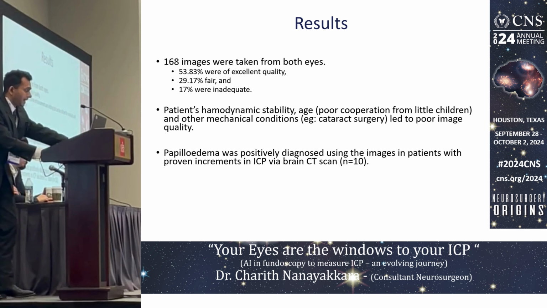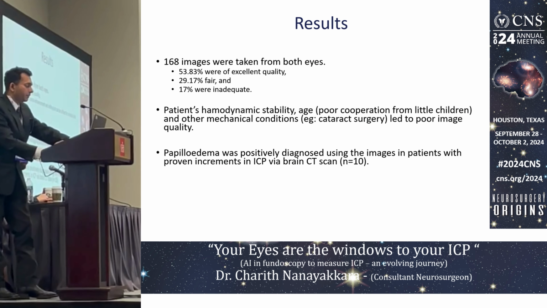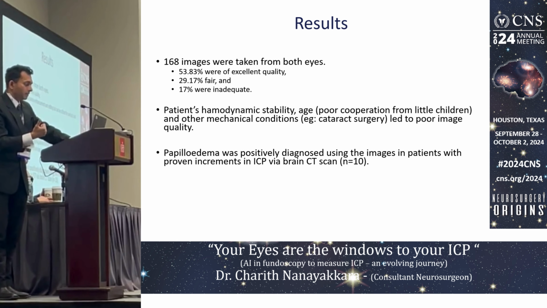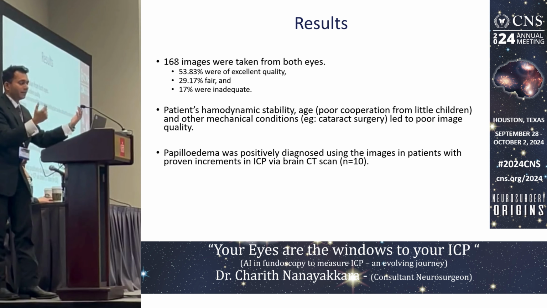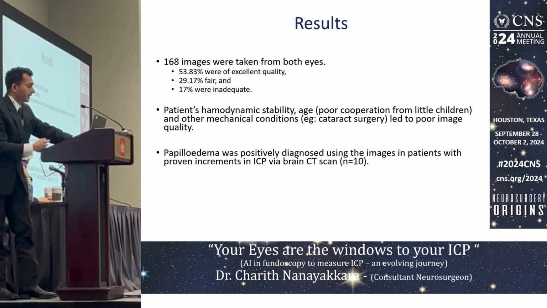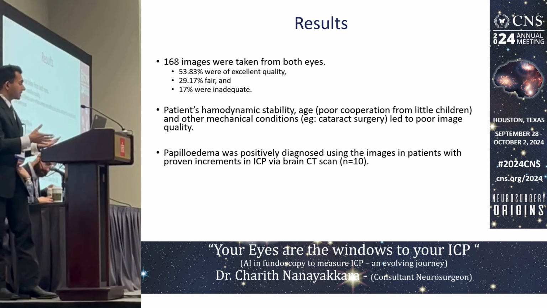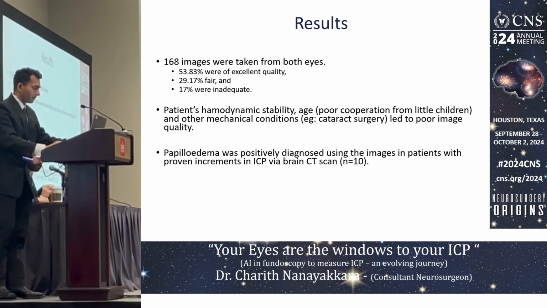Okay, so 168 images were taken from both eyes. 58.83% were of excellent quality, 29.17% were fair, needing some enhancement and editing but still usable for analysis, and then 17% were good. Poor image quality was due to age, for instance small children, who struggle and do not allow us to keep the eyes steady. Then reduced GCS, where we have a struggling patient in a trauma setup. I'm sure you're all very familiar with that setup. And then other mechanical conditions, like for instance cataracts. There's a lens inserted, so we are not able to see.